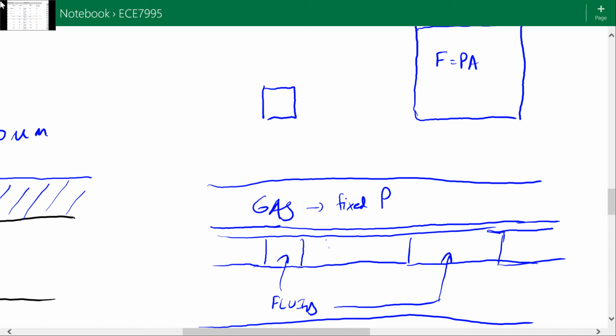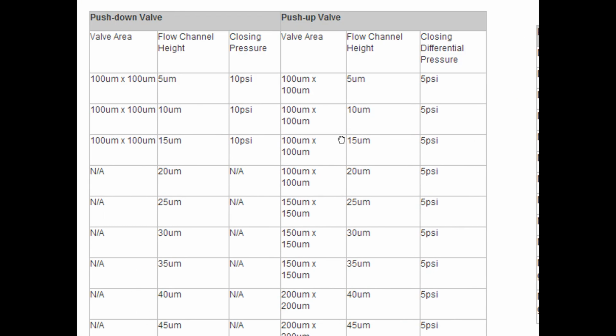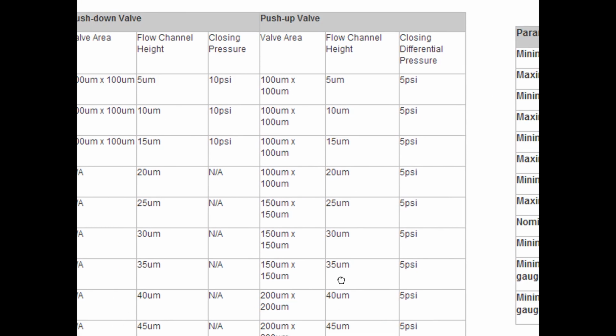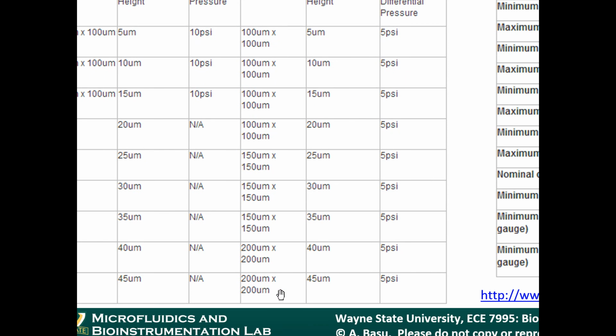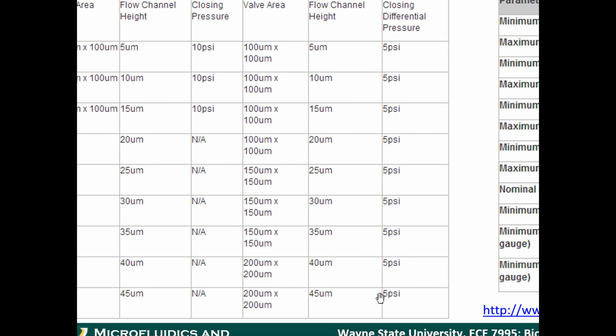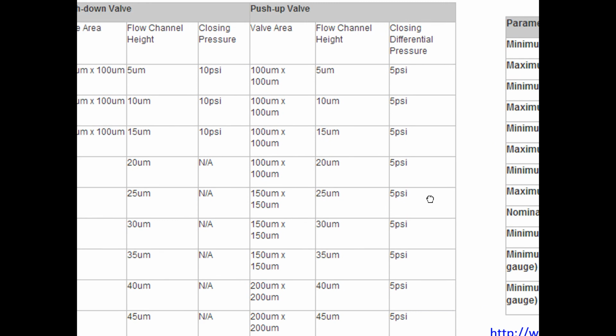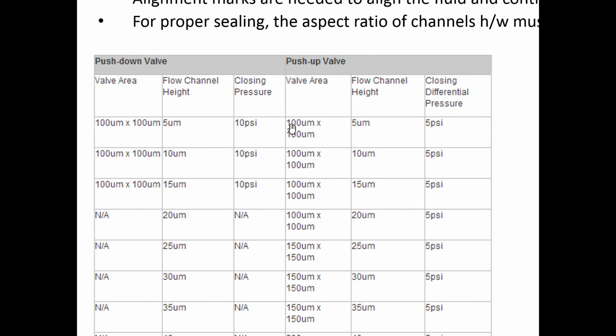So as a result, you can see some of these guidelines here. If you have a 200 by 200 micron valve, the closing pressure is going to be 5 psi. But if you decrease that to a 100 by 100 micron valve, your closing pressure is going to be larger. It'll be 10 psi. And if you go to even smaller valves, like 20 by 20 micron valves, the pressure will go up quite rapidly to 50, 60, 70 psi or more.